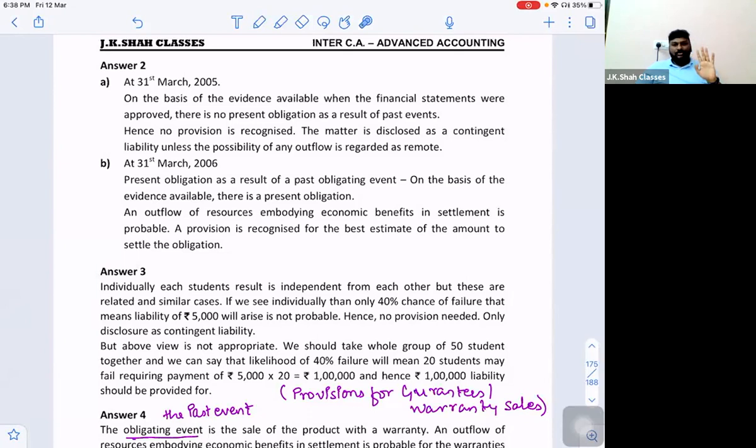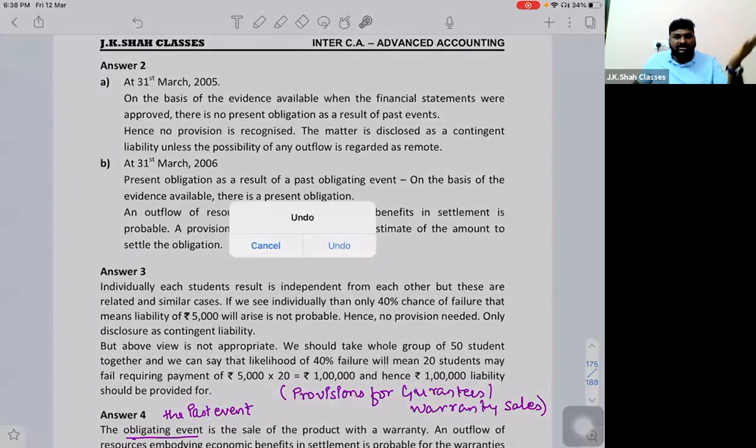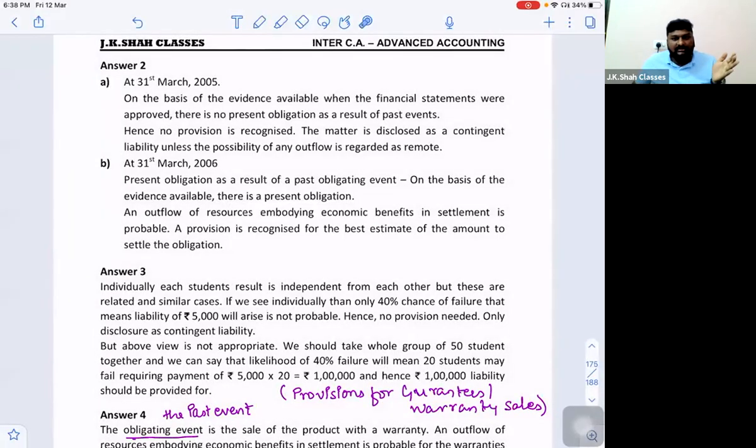Yes or no? Yes, sir. What do you think? Am I correct with this? Will you accept my point? Whenever you see the word probable, the first thing that comes to your mind is, "If it is probable that I will not be liable, it means it is a remote chance that there will be a loss. And if there is a remote chance, then I will ignore it."